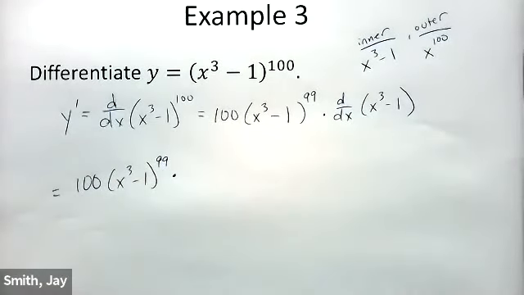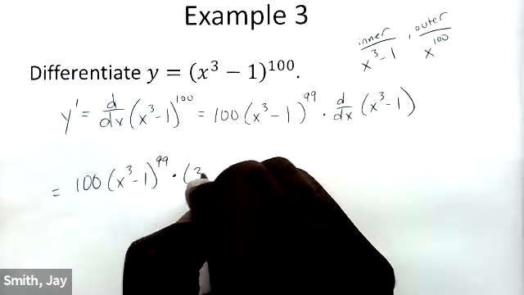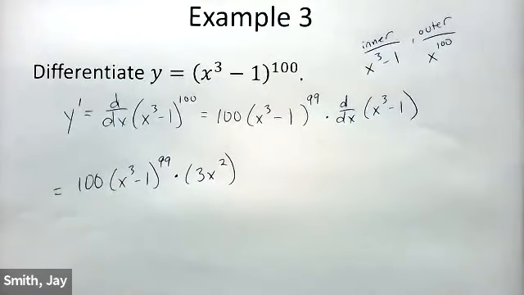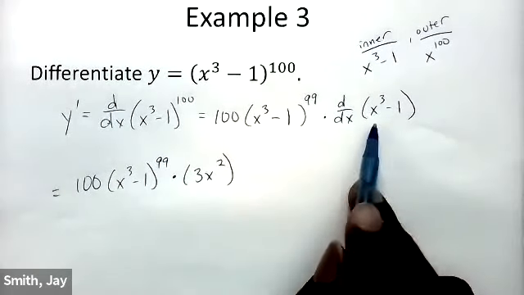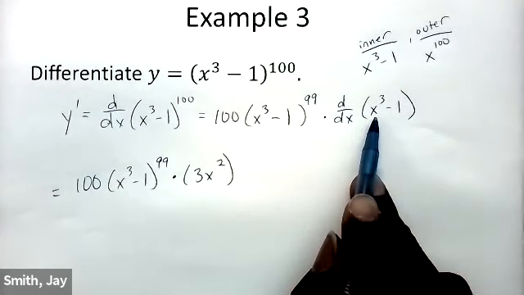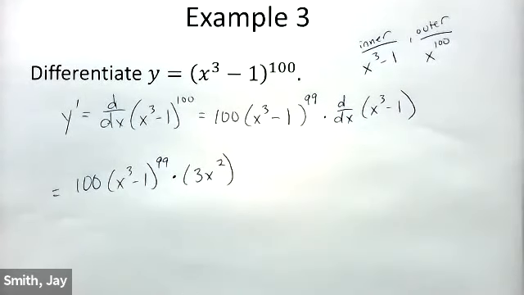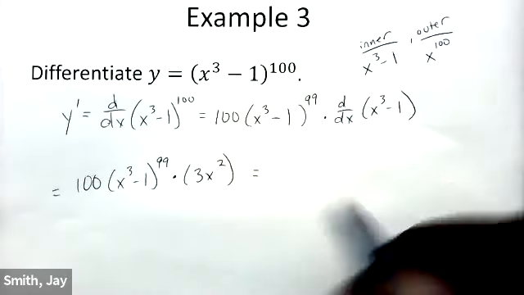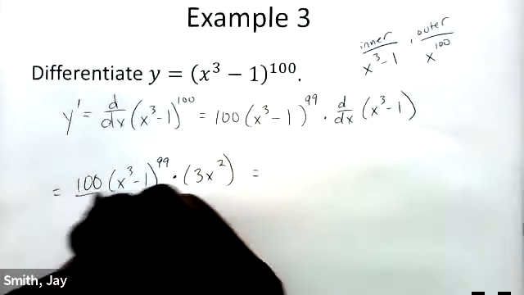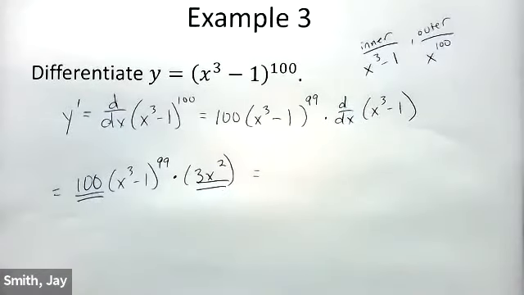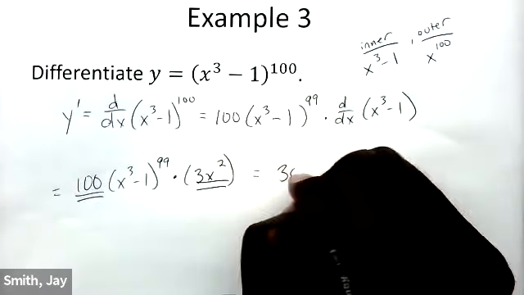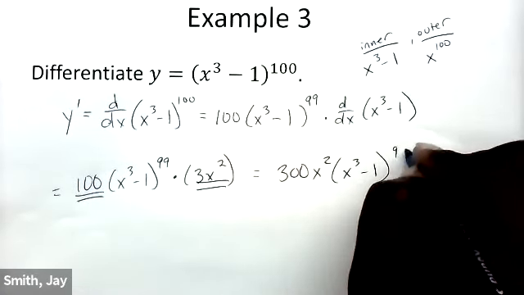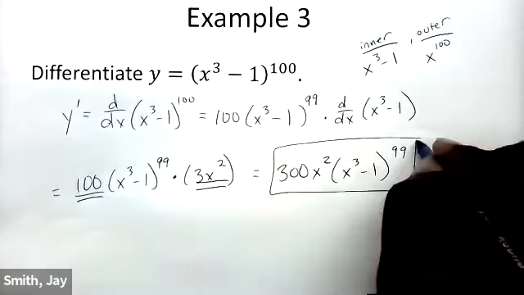And it's going to be multiplied by 3x squared. And we get that 3x squared by the derivative of x cubed minus 1: the derivative of x cubed using the general power rule is 3x squared, minus the derivative of 1, which is 0, no need for us to write it. Now we want to simplify if possible. We do have factors that we can multiply, those factors 100 and 3x squared. So our answer ends up being 300x squared times x cubed minus 1 to the 99th power. And that's actually the simplest way that we can write this answer.